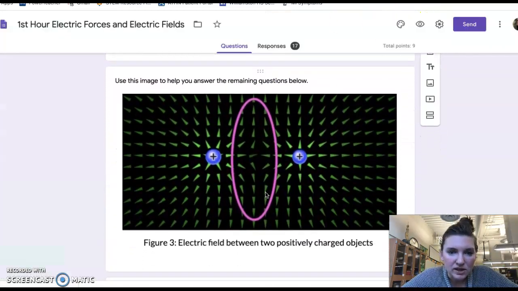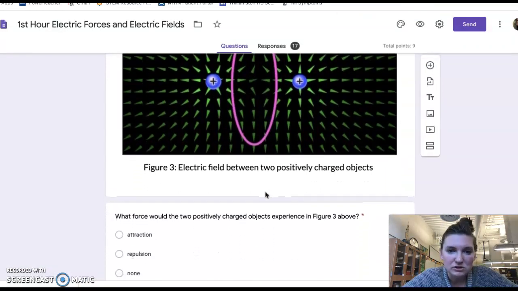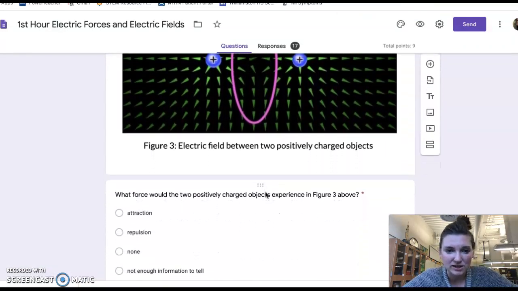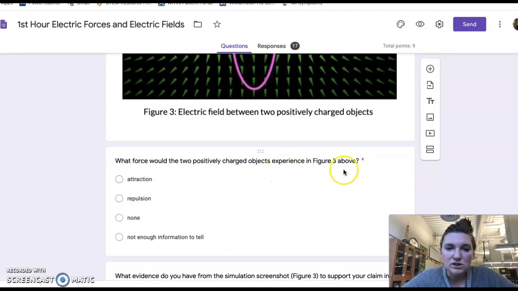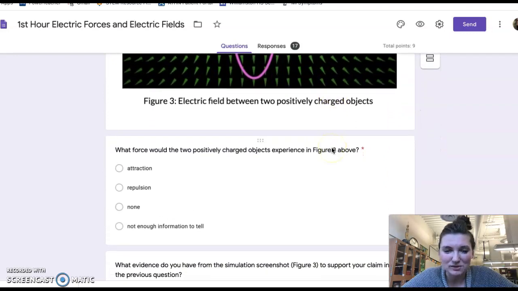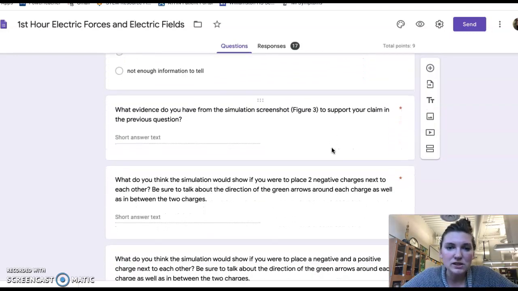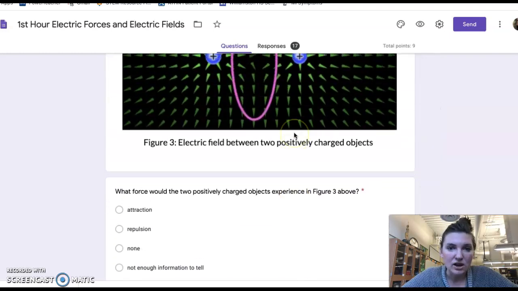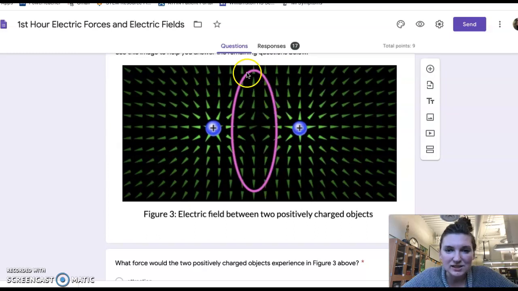So then we have this figure right here, the electric field between 2 positively charged objects. So what force would the 2 positively charged objects in figure 3 experience in figure 3 above? So we have 2 positive objects, so you guys know what that's going to cause. That's going to cause repulsion, right? What evidence do you have from the simulation screenshot to support your claim in the previous question? So that means, what do we see in this oval here that's showing that repulsion? So what we're seeing is these 2 fields interacting here. They are pushing against each other.